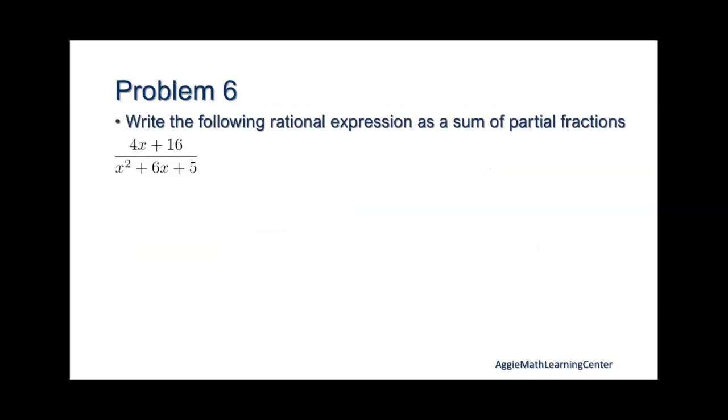So, write the following rational expression as a sum of partial fractions. Step number 1, I'm checking to see if the degree of the numerator is less than the degree of the denominator. This is a 1, and that is a 2, so we're good. Now I need to factor the denominator as far as possible. We've got 4x plus 16 in the numerator, and if I have an x plus 5 multiplied by an x plus 1, I think that'll do it. x squared plus x plus 5x. Yep, okay. So that's our factored denominator.